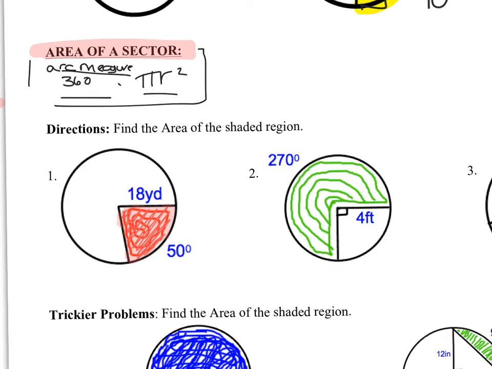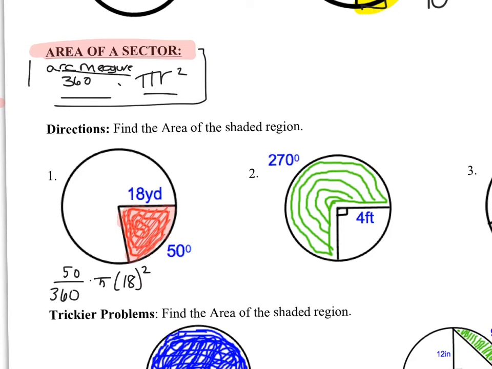that I'm calculating. So if I were to look at this problem, I would do my arc measure, which is 50, divided by 360, times pi, and then r squared. R is 18, and then squared. So in my calculator, I'm going to type in 50 divided by 360 first, hit enter. I get 0.013888889. I'm now going to multiply that to 18 squared, and then I'm going to multiply it by pi.